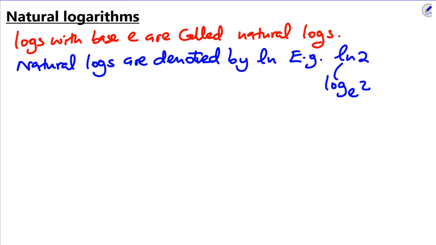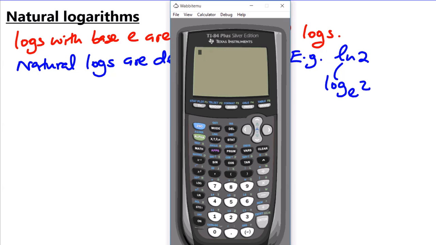You can work out any natural logarithm on your calculator. There's a key on your calculator that can help you to do that. So if, for example, I want to work out ln of 2, then you should be able to get your answer.